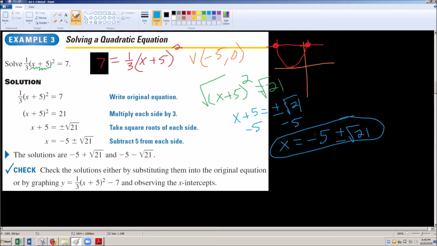So we can write this out as -5 plus square root 21 and -5 minus square root 21, but that's more writing. I'm incredibly lazy. I don't want to write it out twice, so I'll just do the -5 plus or minus square root 21. Totally acceptable answer there.